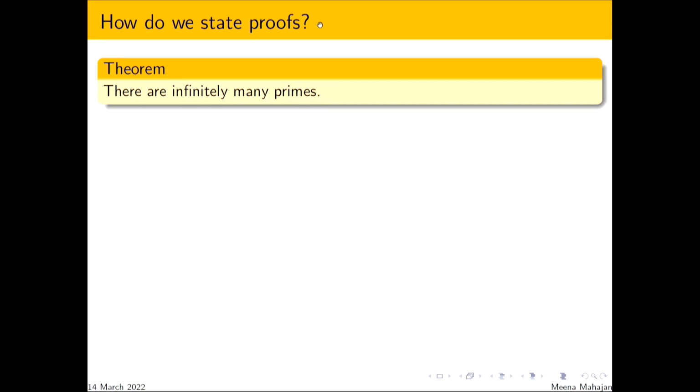So to begin with, what do we mean by a formal proof? For that, I would like to pose this question: how do we even state a proof? Intuitively, we all have an understanding of what we mean by theorem, proof; theorem, lemma, proposition, proof, and so on. So here's a theorem: there are infinitely many primes. Nobody in this audience is going to doubt that this is a theorem. But if one had to prove it, there are multiple ways in which one could go about proving this.